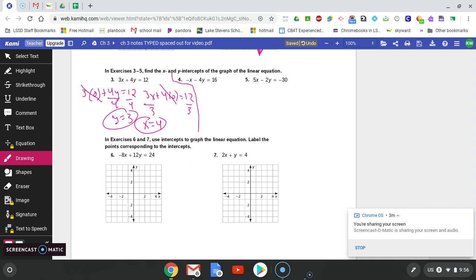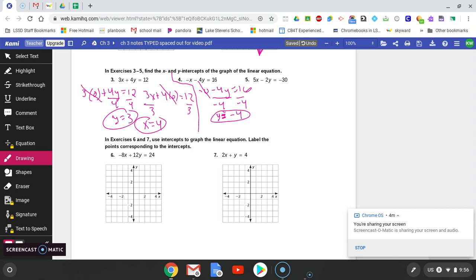Okay, try number 4 and 5. See if you can get your x and y-intercepts, pause it, and then come back when you think you've got it. All right, so if I plug in a 0 for x, this term's gone. -4y equals 16. If I divide by -4, then I get y is -4. So there's my y-intercept. Y equals -4.